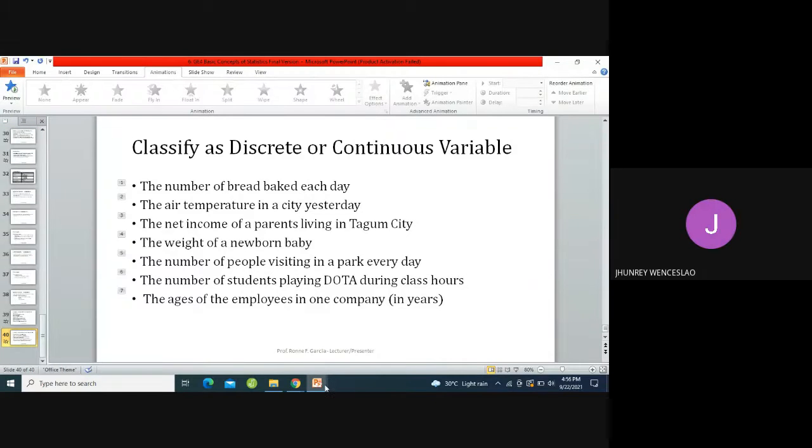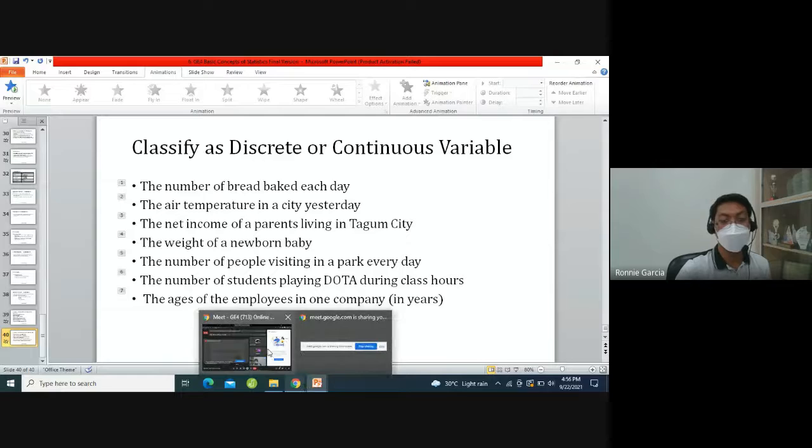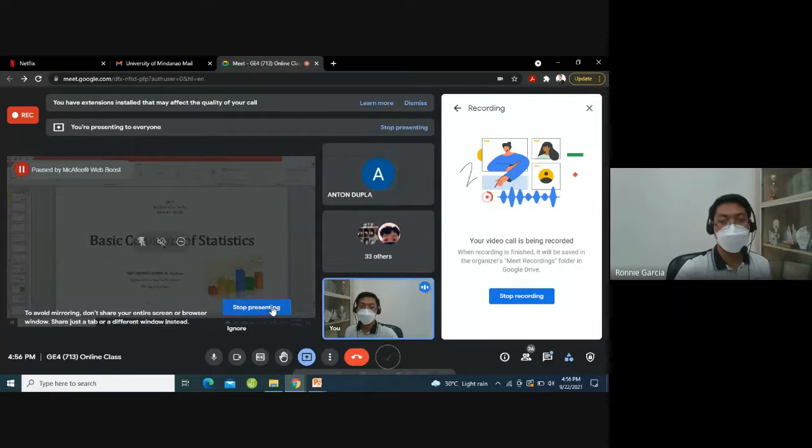Yes, sir. Okay, nahuman na ang first part sa ato ang review about statistics. We are not yet done because the next presentation is still part of the data management. So I will share to you the next part of our lesson still about data management.